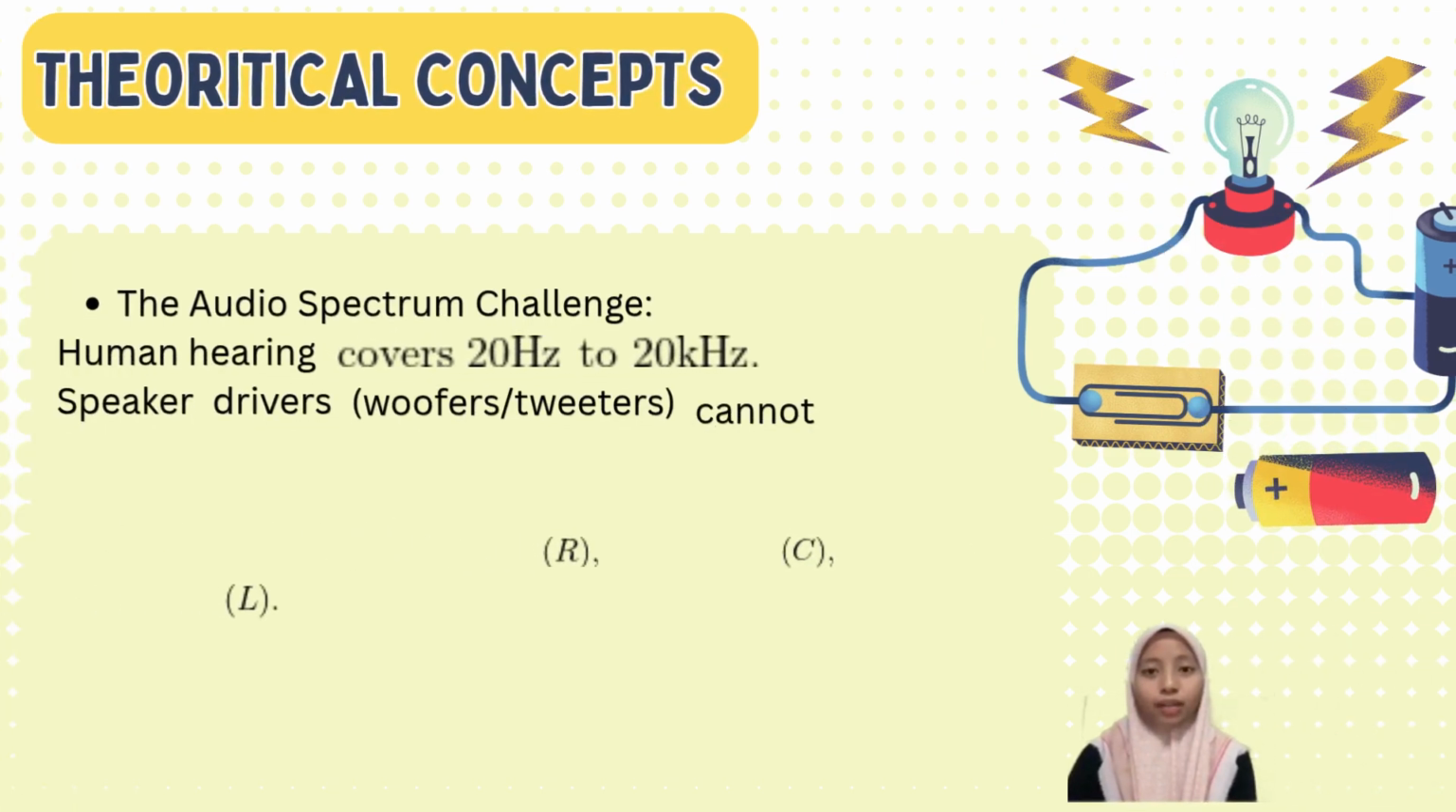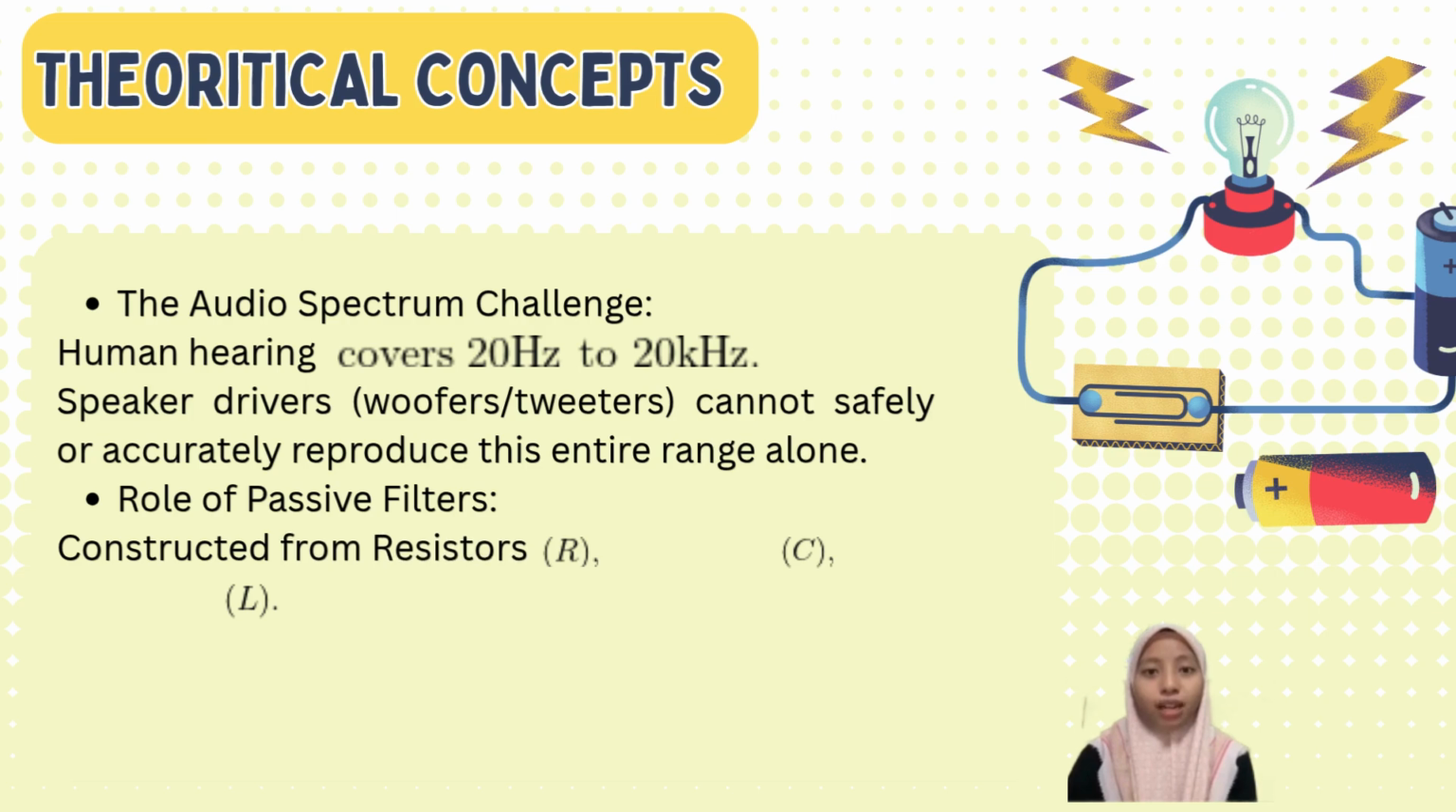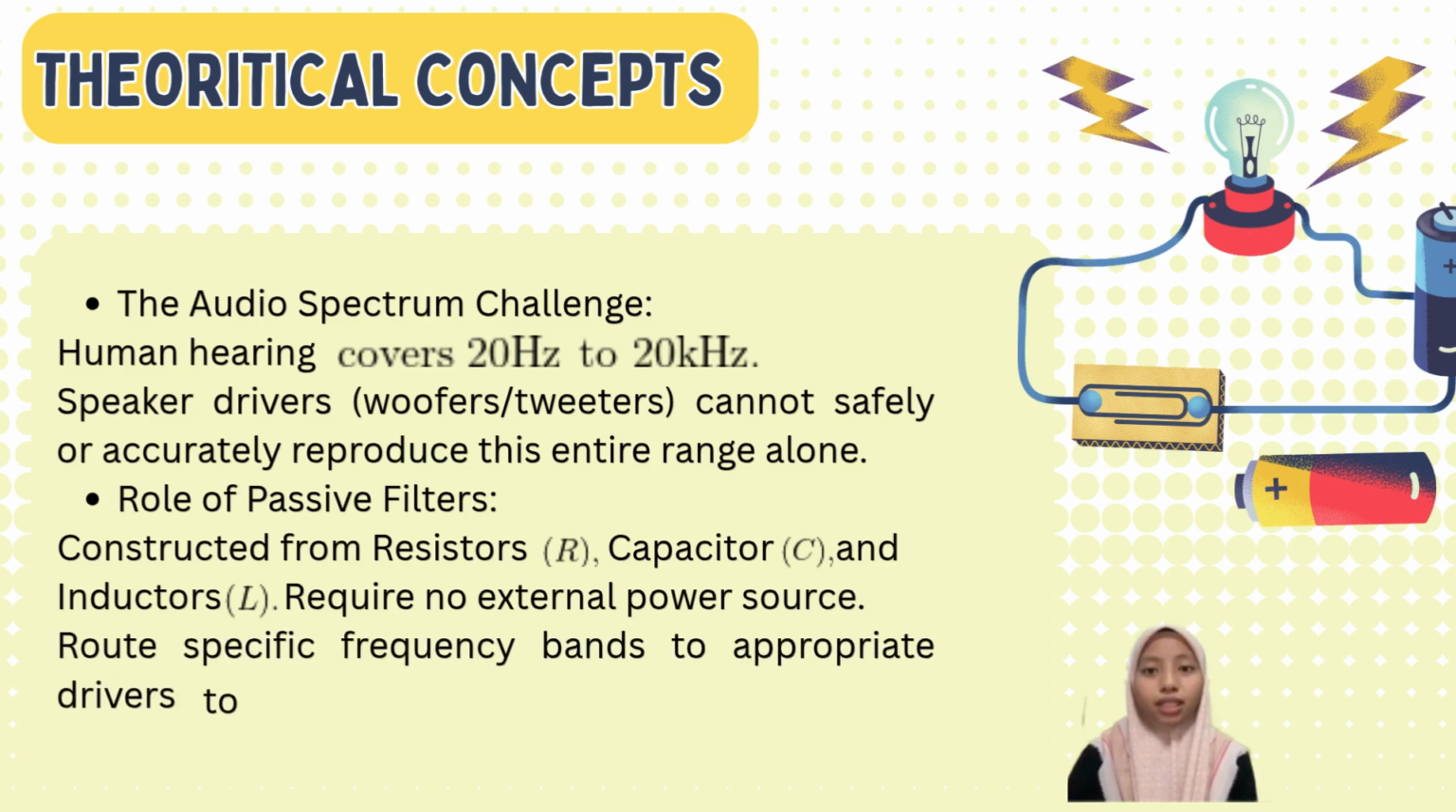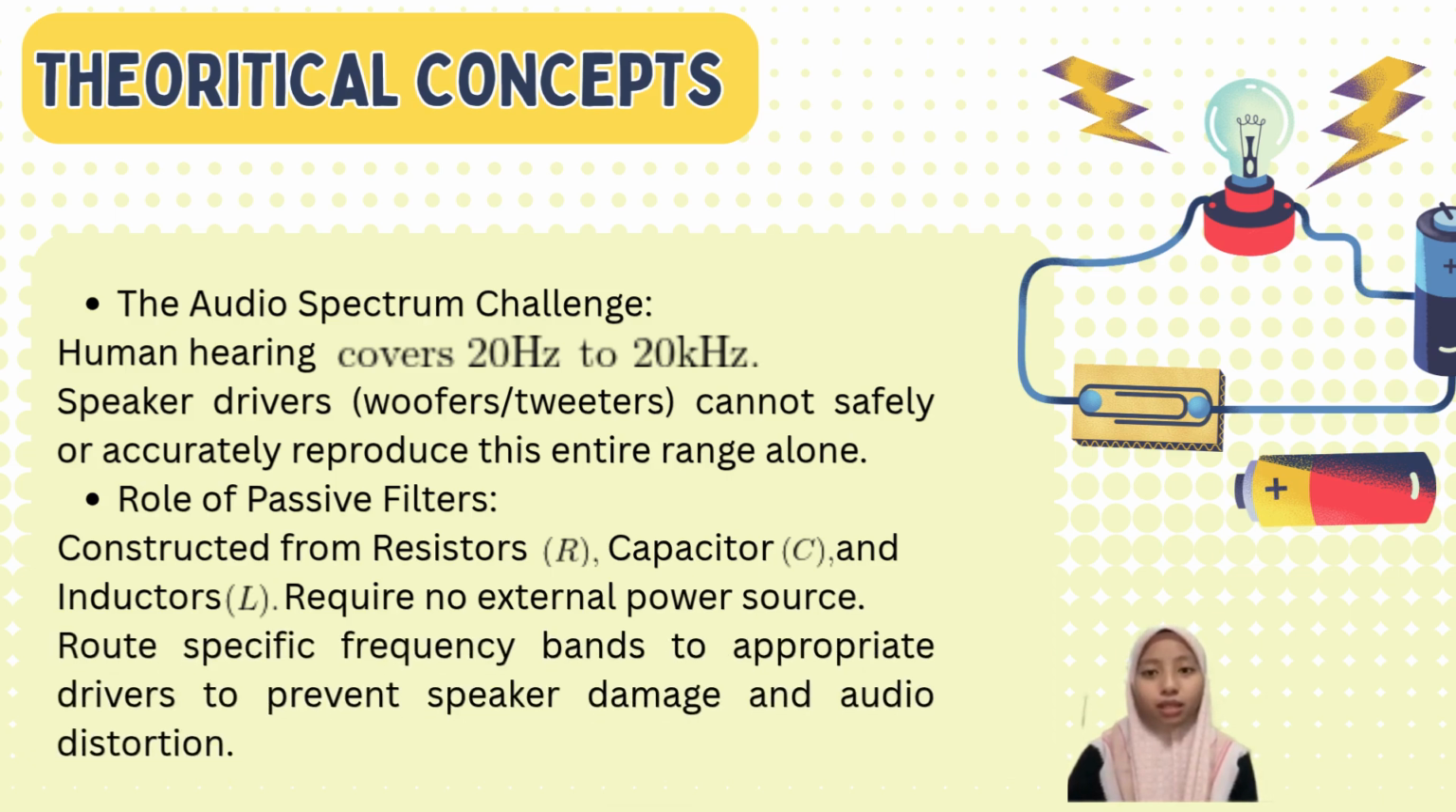So now, I will explain the theoretical concept of passive filters in audio systems. Human hearing covers a wide range from 20 Hz to 20 kHz, and a single speaker driver cannot handle this whole spectrum safely or accurately. We use passive crossovers made of resistors, capacitors, and inductors. Operating without external power, this network routes the correct frequency band to the right drivers, protecting the speakers and ensuring clean audio output.